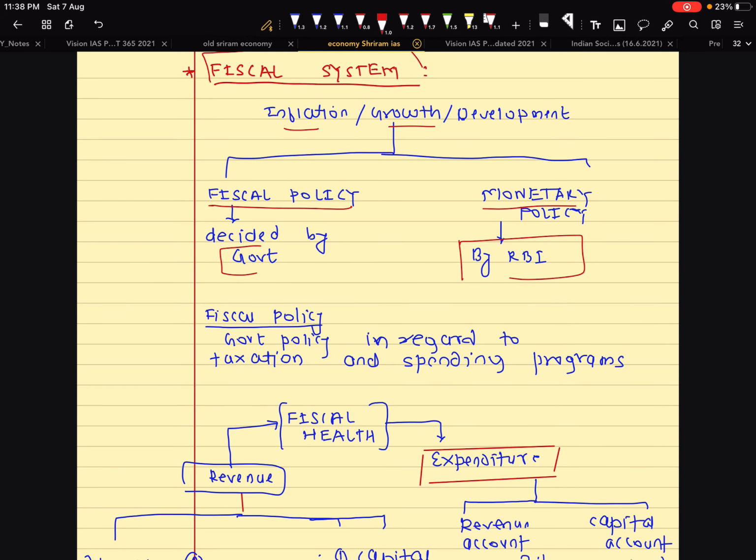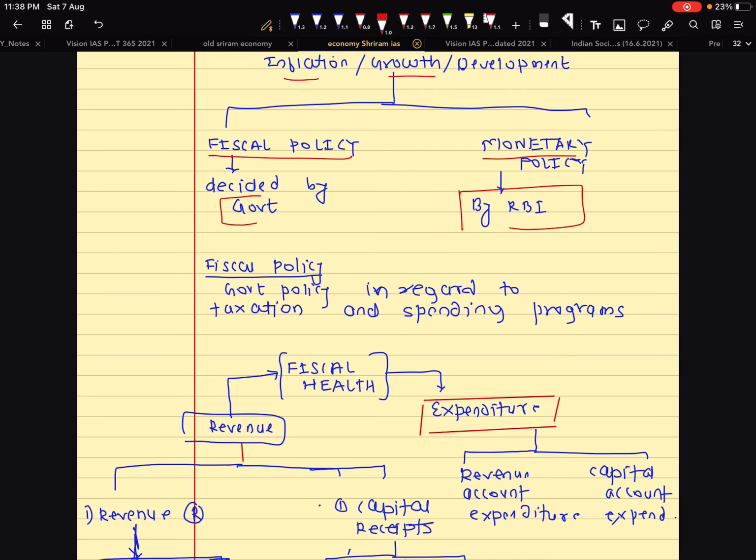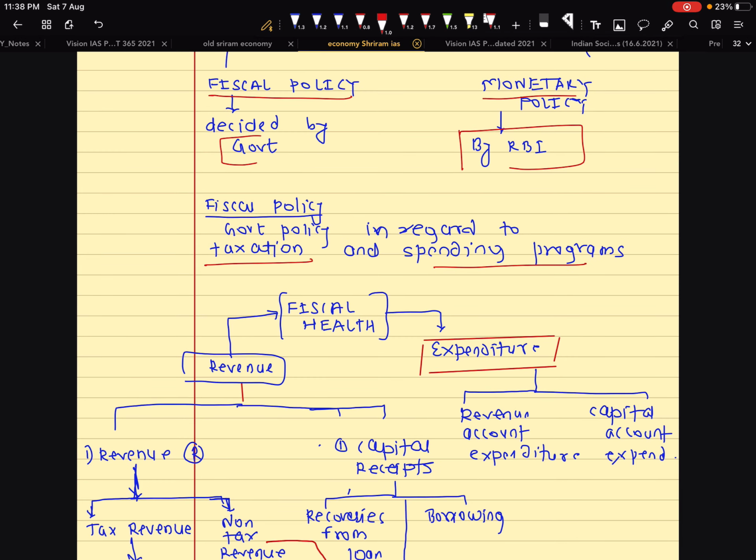So what is meant by fiscal? It is very important to understand what is meant by fiscal policy. Fiscal policy means how the government manages its taxation policy and spending programs. So in general, we will see how the fiscal health of the economy is decided.